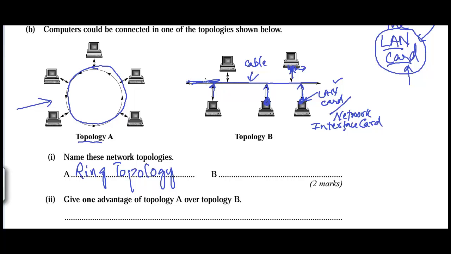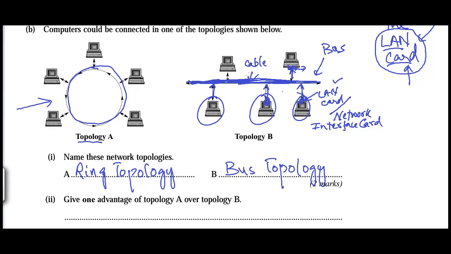And here we have a central wire, a central cable, and you know, cables are called buses, right? So this is a central bus or a central cable, and this is therefore called a bus topology. This is the bus topology. Every computer on this network is connected to this bus.